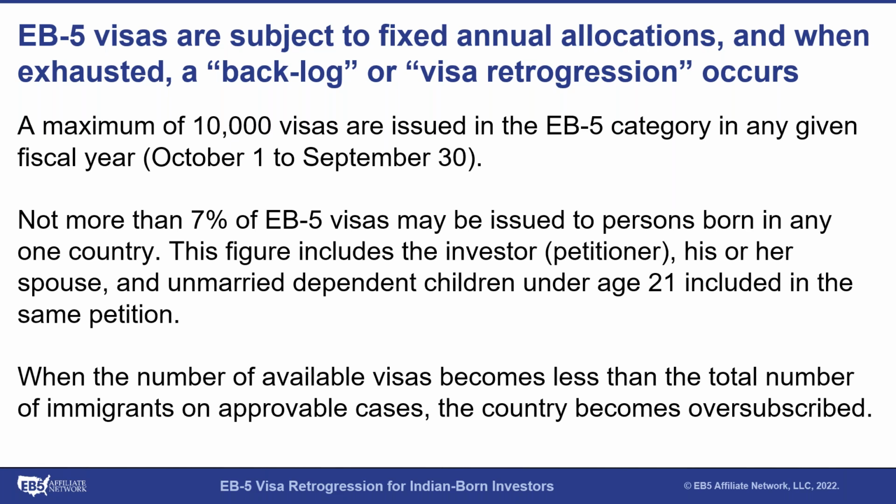So Rohit, I think that's a really important illustration to understand. So let's go through that math equation. So now we're assuming that this investor is filing in a rural project. So if there's 2,000 rural visas available out of 10,000, 20%, then we're multiplying that by 7%, right? Correct. That gives us 140 available visas for Indian-born citizens, right?